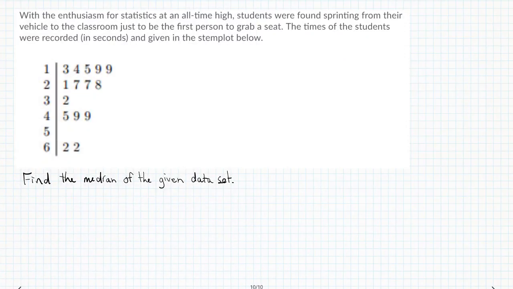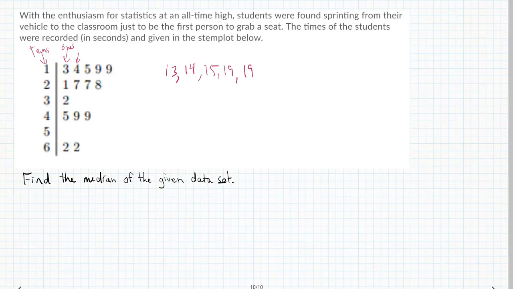Okay, last but certainly not least, with the enthusiasm for statistics at an all-time high, students were found sprinting from their vehicle to the classroom just to be the first person to grab a seat. Times of the students were recorded in seconds and given in the stem plot below. So this is tens, and each of these are your ones place, right? So if you're looking at your data values, you have 13, 14, 15, 19, 19, and each of these are in seconds.